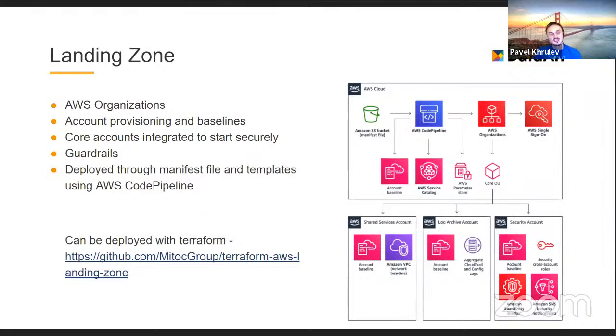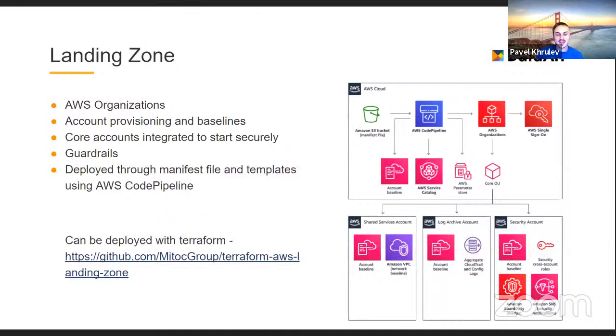So this is the landing zone. This is something like a framework that allows us to create a multi-account environment in AWS, live there, and control it, but it is completely managed by code. And actually there is a lot of code, and an unprepared person can really get lost in tons of code.